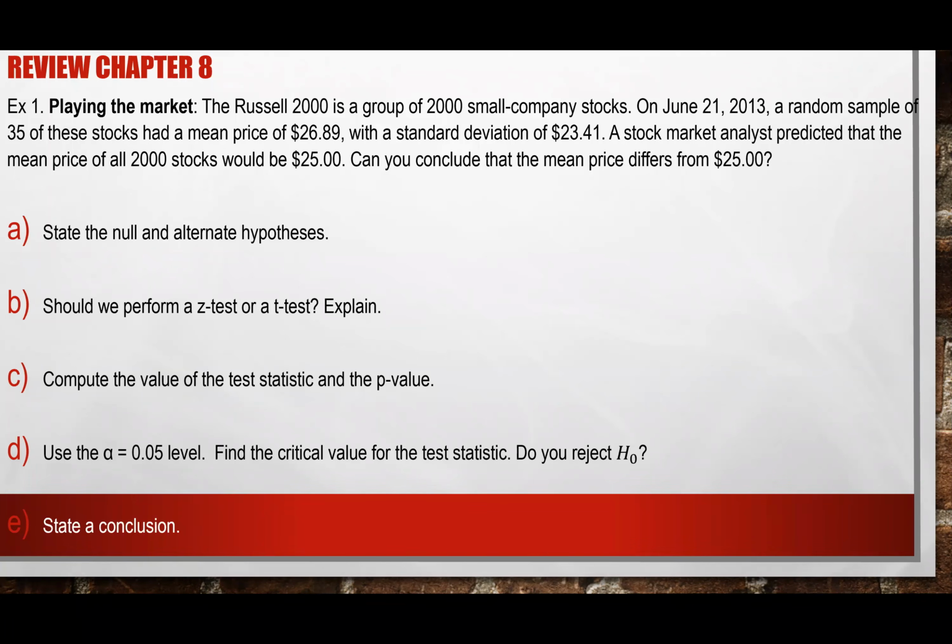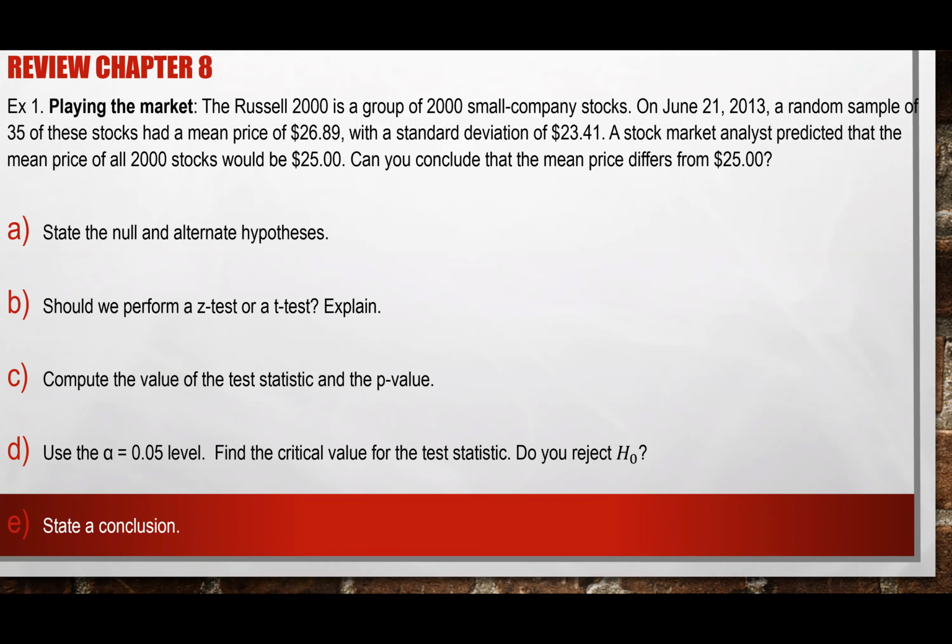So let's take a look at this problem. If you glance through, you see that in part A they ask you to state the hypothesis. Part B, verify whether we're using the z-test or the t-test. And then calculate the test statistic, find the p-value, decide whether we reject H sub 0, and state your conclusion.